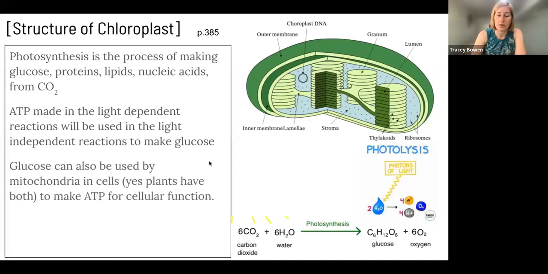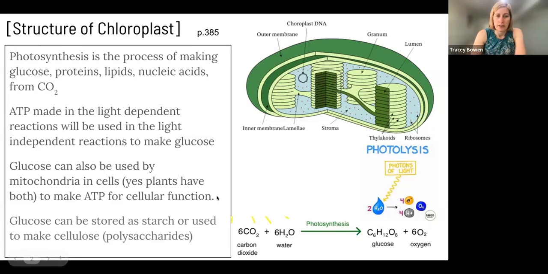Glucose can be used also by mitochondria in plant cells. So for example, in the roots, yes, plants have both chloroplasts and mitochondria, and the mitochondria can then take that glucose to make ATP for cellular function. Glucose can be stored as starch or used to make cellulose. And so usually it's stored as starch in the roots or in seeds, for example. And so that would be a good example of when mitochondria would be using that starch broken down into glucose.